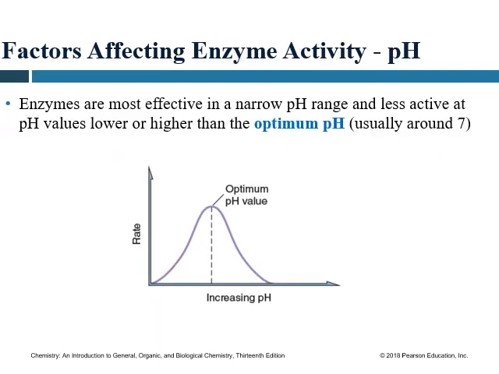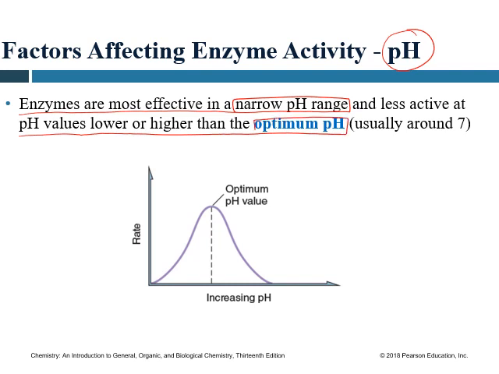The fourth one is your pH. How does the pH normally affect enzymatic activity? So enzymes are most effective in a narrow pH range. They are more efficient in a small pH range, and they lack activity at pH values lower and higher than the optimum pH. So this narrow pH range we call the optimum range.